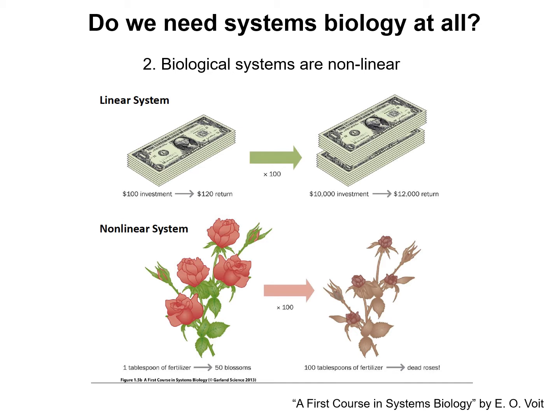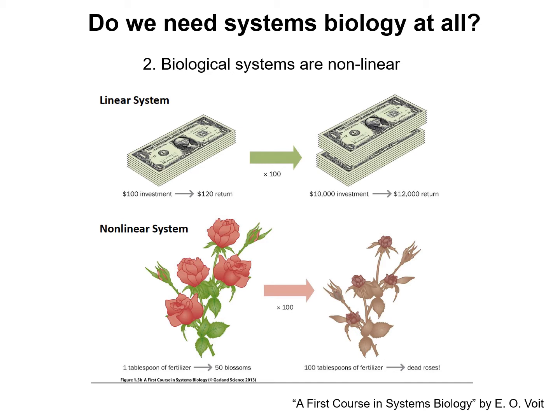For instance, if you know that by investing $100 you would get $120 in return, then you can multiply that and say that if you invest $10,000 you will get $12,000 in return. This is what is called a linear system, where you can linearly extrapolate the outcome of that given system based on the input that is being given. Now, what is a nonlinear system?